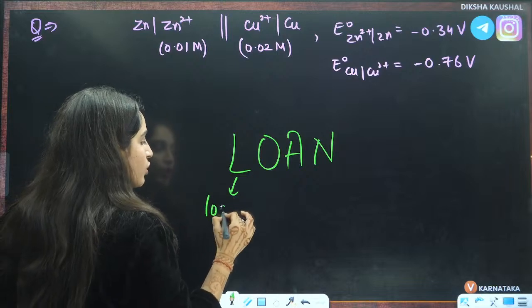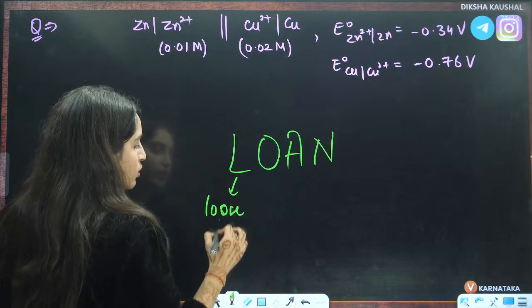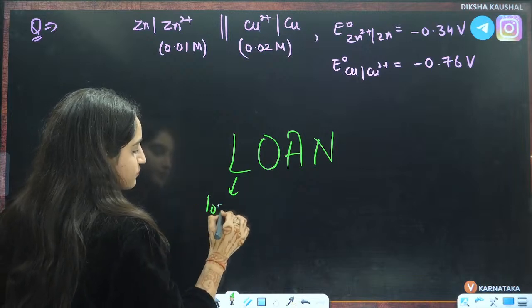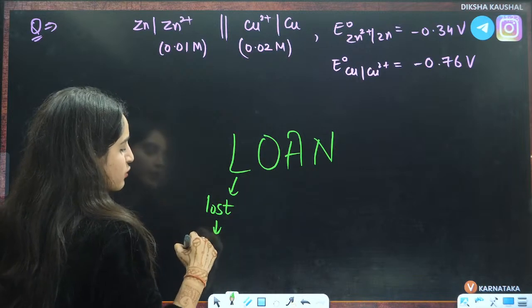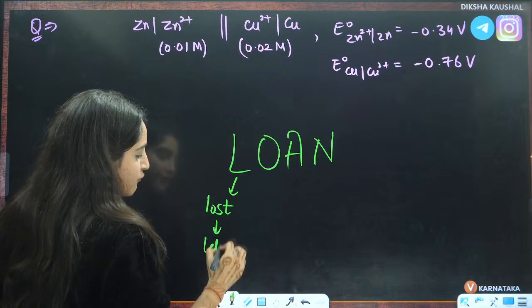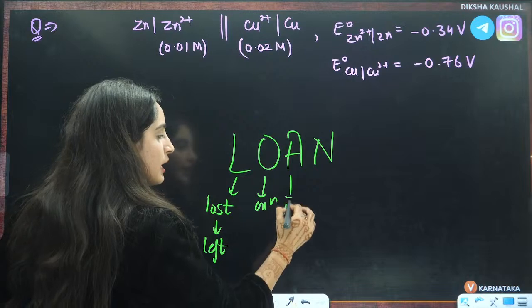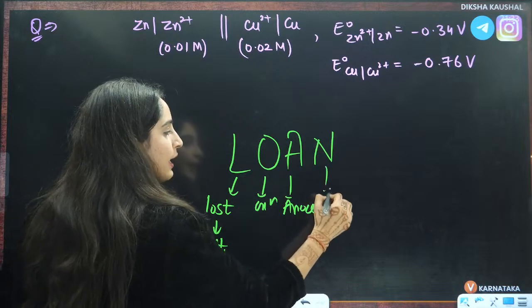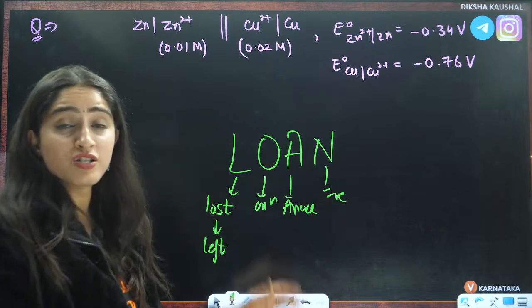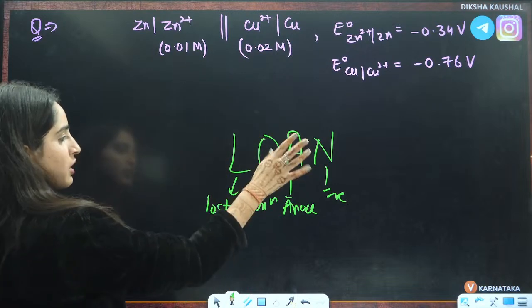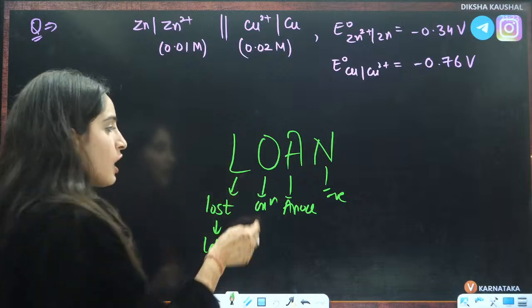L means lost or lose. It loses electron, and then this is on the left side, this side. O means oxidation, A means anode, and N means a negative electrode. Just remember LOAN, okay? So now that means oxidation is going to be on the left side, right?